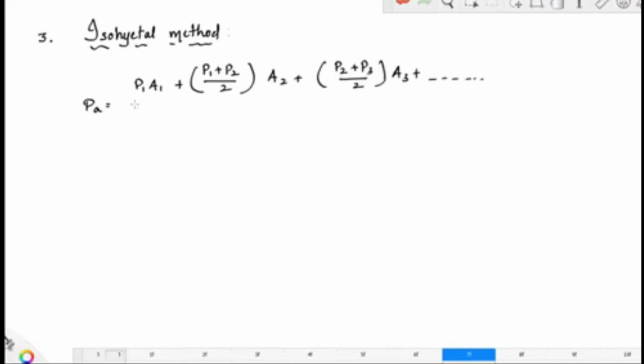Whole divided by total area A1 plus A2 plus continue. So this is your isohyetal method. So what is an isohyet? Isohyet is the line joining the points having equal depth of rainfall. So this is about your second chapter, that is nothing but mean precipitation calculation. So these points you remember, that is more than sufficient. So isohyet is a line joining the points having equal depth of rainfall.